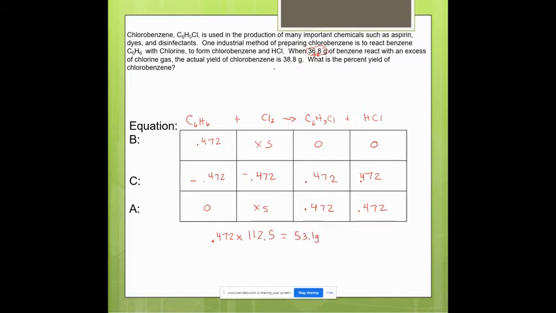Now, they tell us in our problem that we actually only made this many grams. So they want to know what our percent yield is. So we're going to take our actual amount here, which is 38.8. We're going to divide that by our theoretical yield down here, which is what we just calculated, and multiply that by 100. And when we calculate that out, we end up with 73.1% yield.